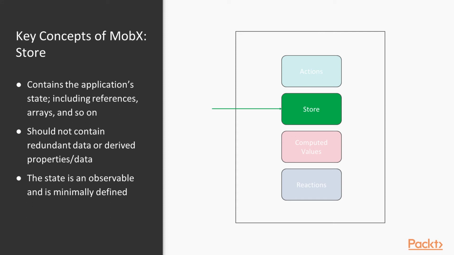And the state is basically an observable and it is minimally defined. So it should not contain any heavy processing or data manipulation. It is just an object or just a collection of different things in the state which can be observed using an observable by different components.